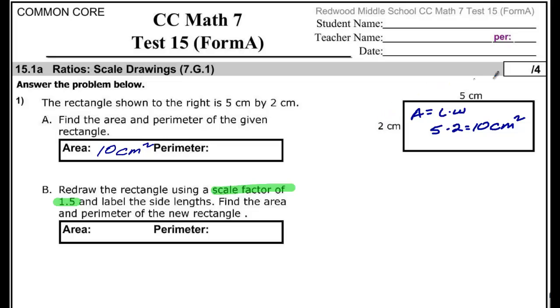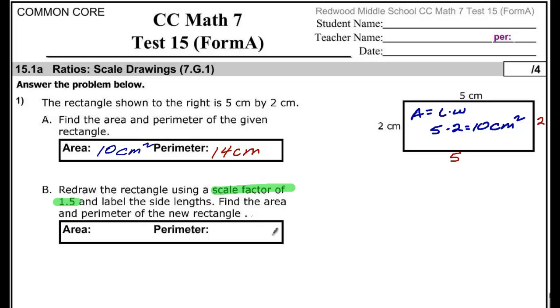The perimeter will be adding all the sides. So 2 plus 5 plus another 2 plus another 5, adding all the way around, and that will give us 14 centimeters. Those are not squared centimeters, they are just centimeters.